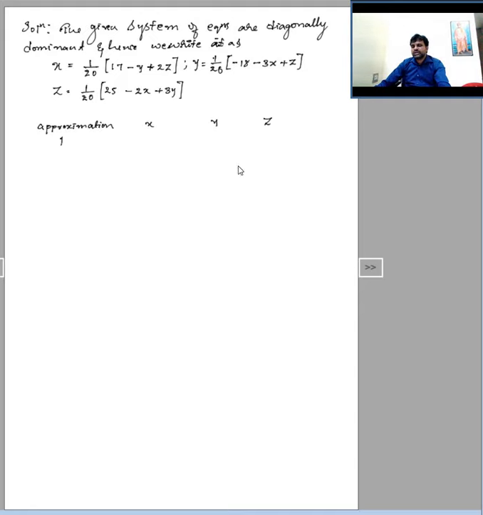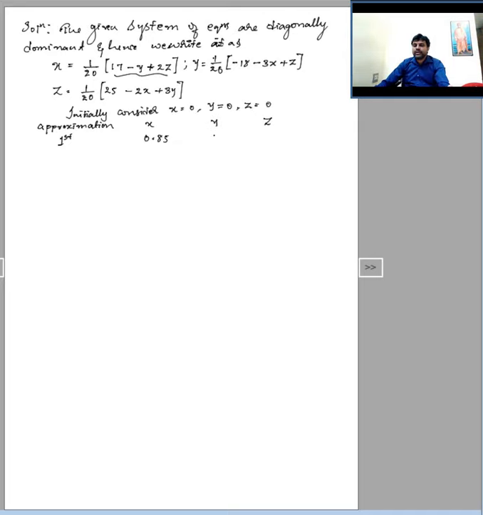So I am going with table construction. Here initially we should take the values of x, y, z as 0. If they don't provide any other values, you should consider x, y, z as 0. If they provide values, you should consider those values as initial values. Initially, I am going to consider x equal to 0, y equal to 0, z equal to 0.